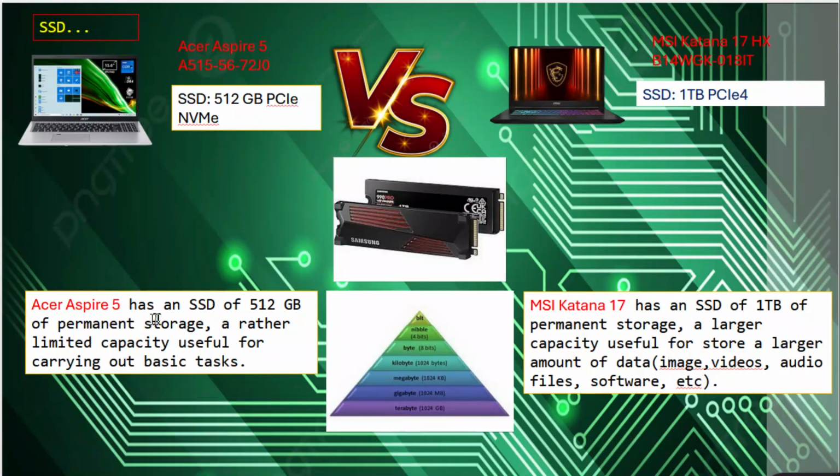Acer Raspberry 5 has an SSD of 500 GB of permanent storage, a rather limited capacity useful for carrying out basic tasks. MSI Katana 70 has an SSD of 1 TB of permanent storage, a larger capacity useful for storing a larger amount of data, images, videos, audio, files, software, etc.